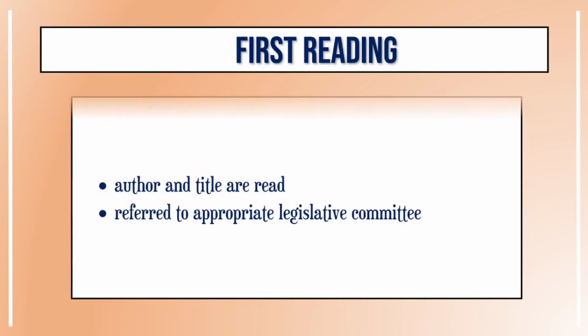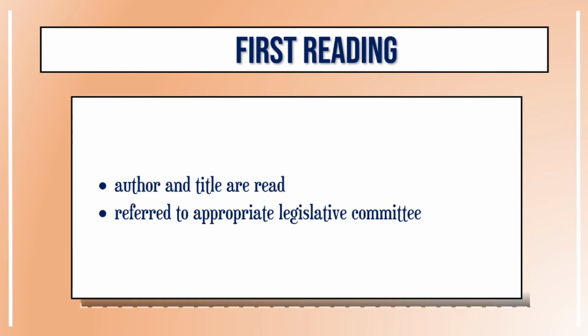First reading. Once a measure has been introduced and given a number, it is read and referred to an appropriate committee. It must be noted that during the reading of the bill, only the title and the author are read on the floor. The Senate President is responsible for referring bills introduced to appropriate committees. The jurisdictions of the standing committees are spelled out in Rule 10, Section 13 of the Rules of the Senate. For example, if a bill involves matters relating to agriculture, food production, and agribusiness, it must be referred to the Committee on Agriculture and Food.